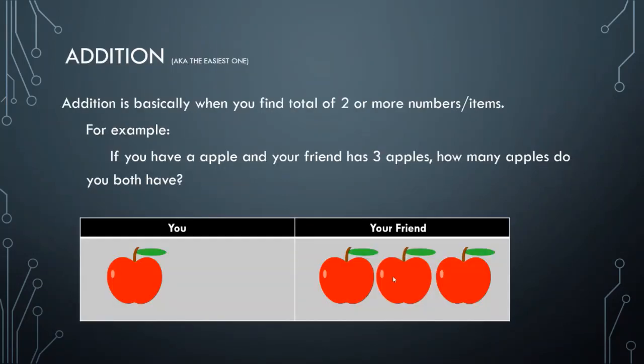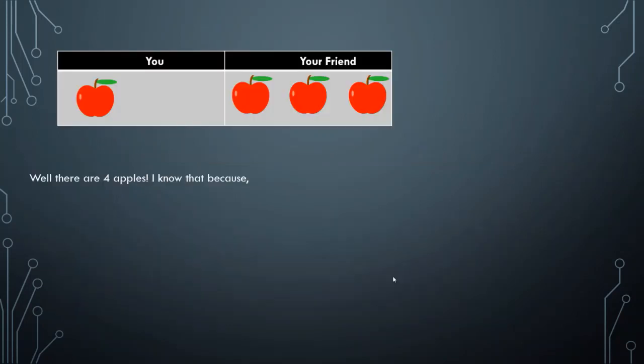Addition is basically when you find the total of two or more numbers or items. For example, if you have an apple and your friend has 3 apples, how many apples do you both have in total? Well, I know that you have 4 apples. I know that because I used our first strategy, counting.